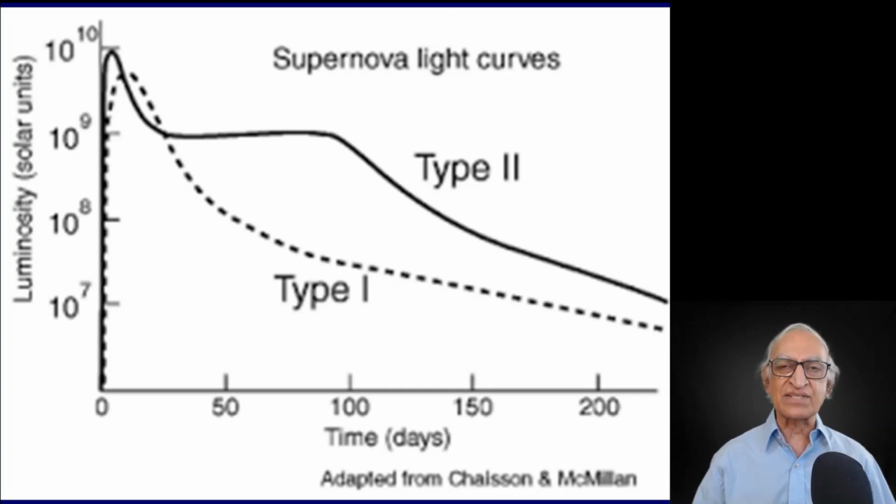Now here are two classical light curves. On the top, the solid line is the light curve of what is known as type 2 supernovae. There is a sharp maximum, then there is a plateau, and then there is an exponential decay. For type 1 supernovae, on the other hand, the light curve rises to a maximum and starts decaying exponentially, and there is no plateau. The exponential decay of the light curve is a clear signature of radioactive decay of elements that were produced during the collapse of the core.